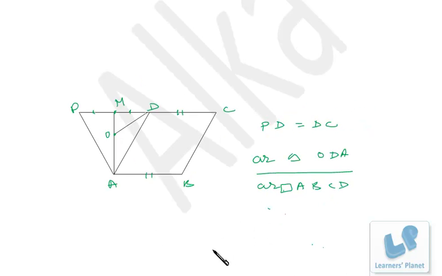Similarly, we have this problem. Here ABCD is a parallelogram, and we have to find out the area of triangle ODA with respect to the parallelogram ABCD, right? Apart from that, PD is equal to DC is given. That means the base of this parallelogram and this triangle is the same. That means the area of this triangle APD must be half of ABCD, because they have the same length of base and they are between the same parallels.